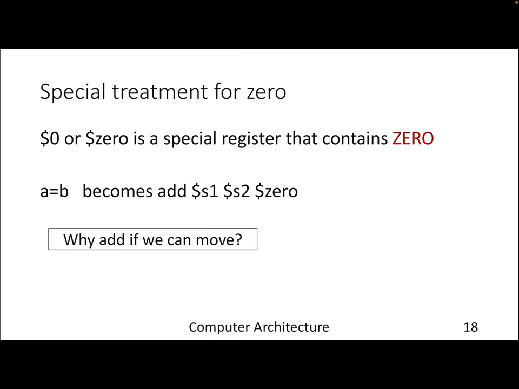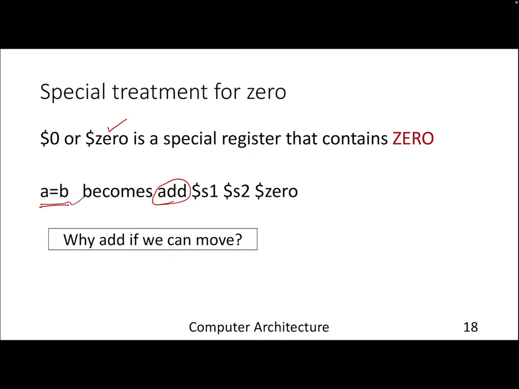There is a special treatment for the value 0, and there is actually a special register which stores 0 all the time, because we use 0 frequently in our program, so it's better to have a register which stores only the constant 0. Okay, so if you look at this particular assignment, A equal to B in the higher programming language, what MIPS does is it uses the add instruction. Pretty interesting. We are not performing any addition here.